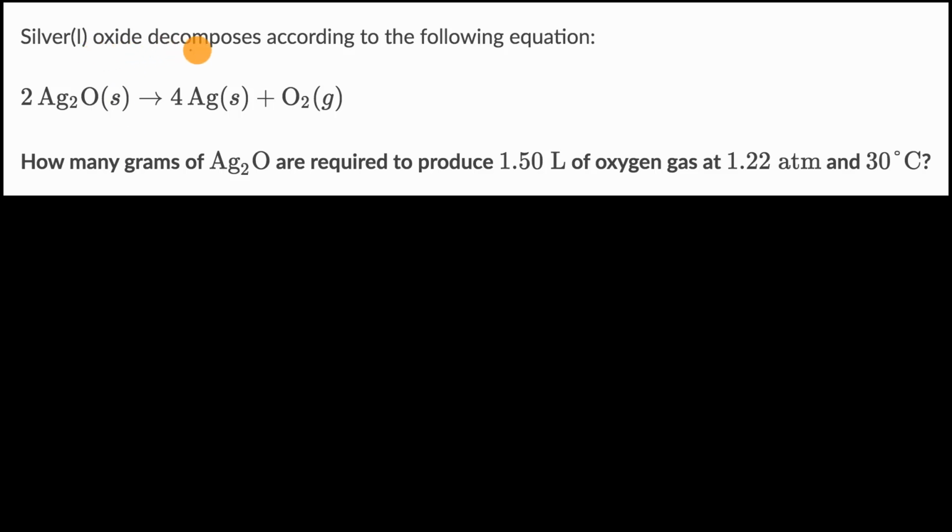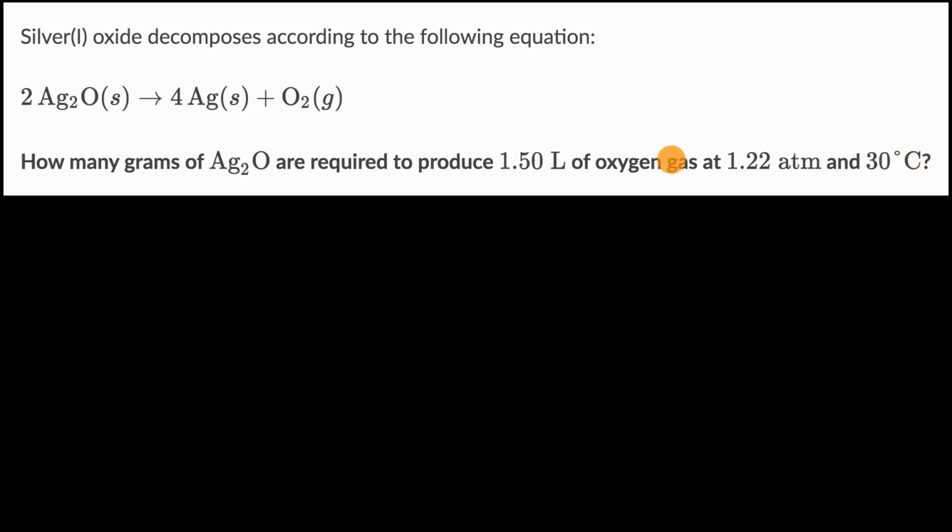So we're told that silver oxide decomposes according to the following equation. So for every 2 moles of silver oxide, it decomposes into 4 moles of silver and 1 mole of molecular oxygen. How many grams of silver oxide are required to produce 1.50 liters of oxygen gas at 1.22 atmospheres and 30 degrees Celsius? So I want you to pause this video and see if you can figure this out.